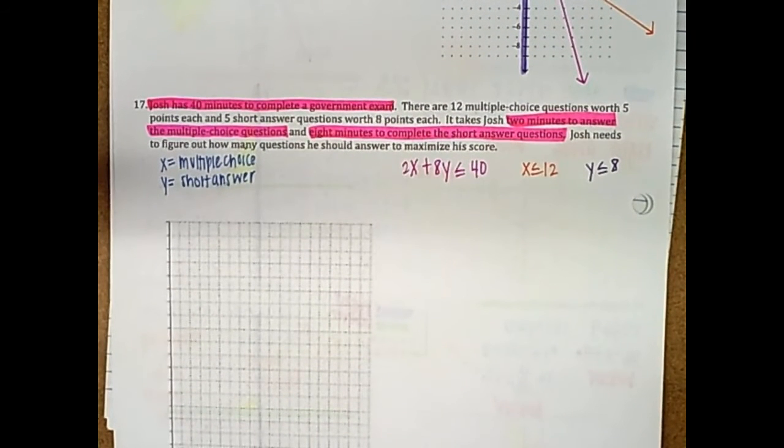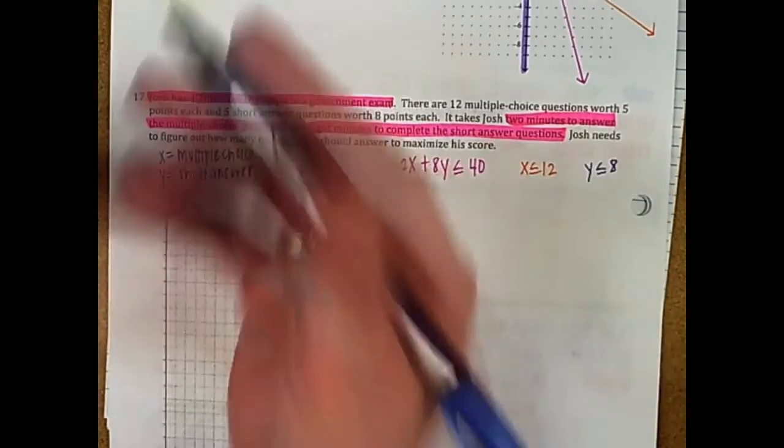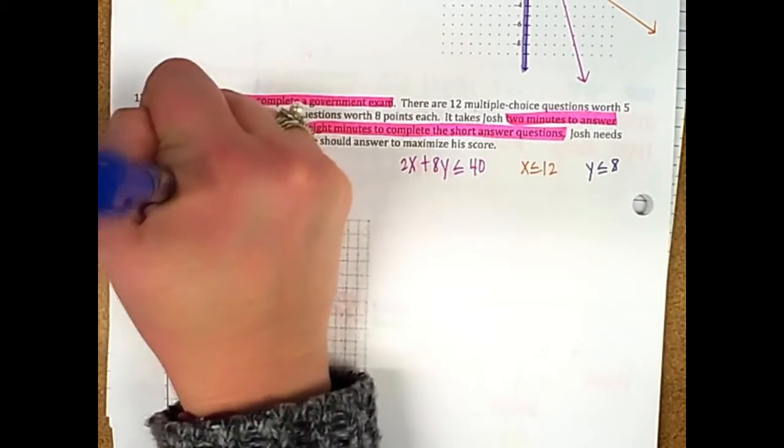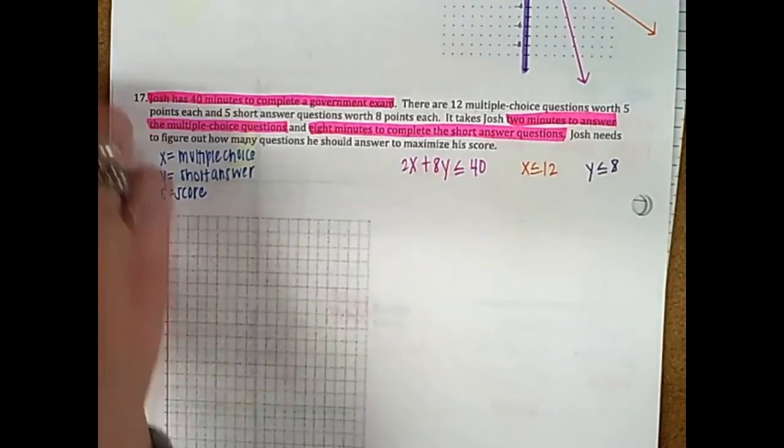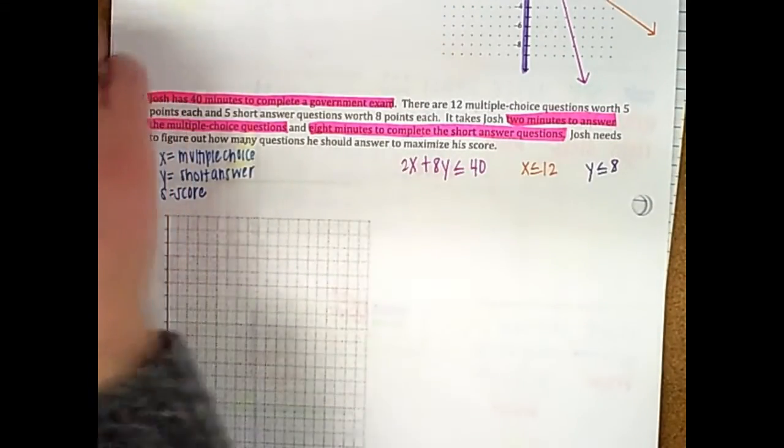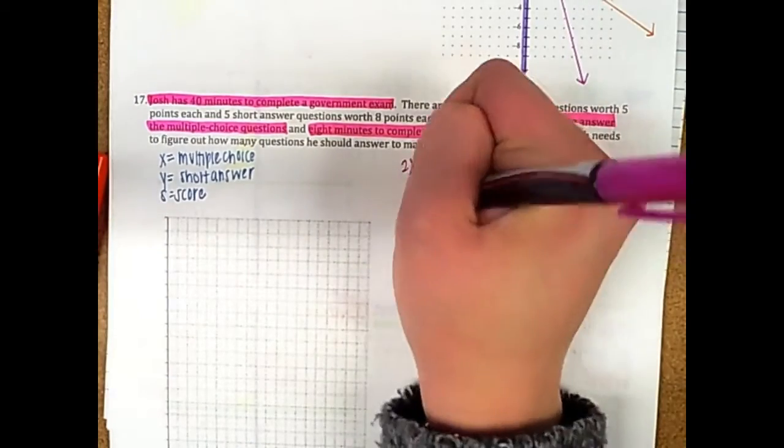Now, we're looking at his maximum score versus like before we were looking at maximum profit. So I'm going to put S in here equals score. And we'll get to that equation in a second. So the first thing I'm going to do is I'm going to get this one in y equals mx plus b form.